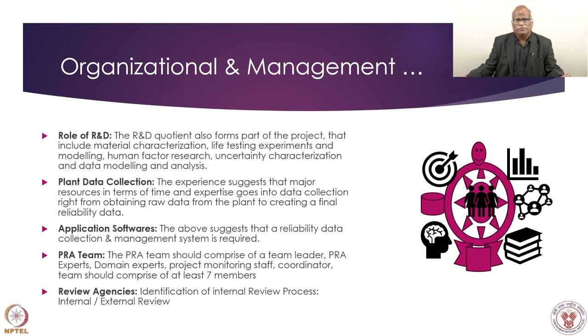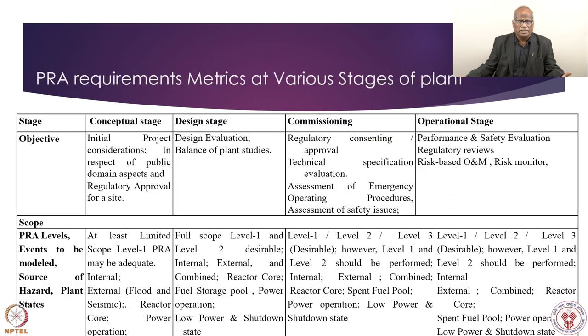Review agencies. Review agencies are an inherent part of this analysis, because when an organization is developing a PRA project, it has to finally go to the regulator also for approval. So first it is the internal review, then peer review, then the regulator. These are the three stages of the review program. And after that only, whether the study is an authorized study or forms part of the plant records, those questions can be answered.